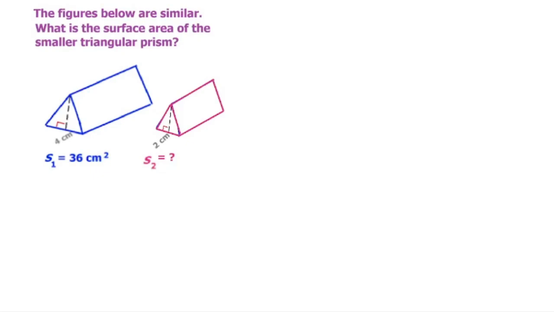In this video, I'm going to teach you about surface area of similar solids. So if we have a problem like this that says the figures below are similar, what is the surface area of the smaller triangular prism? So we have this triangular prism and this one, and they're similar. It tells us that. And the surface area for this one is 36 centimeters squared. And we're trying to find the surface area of this one with the information given, okay?